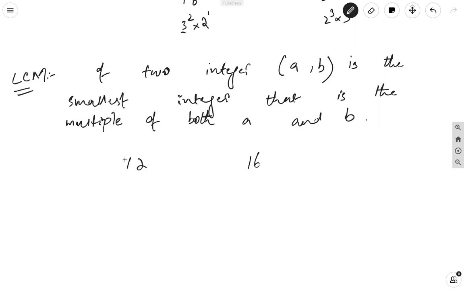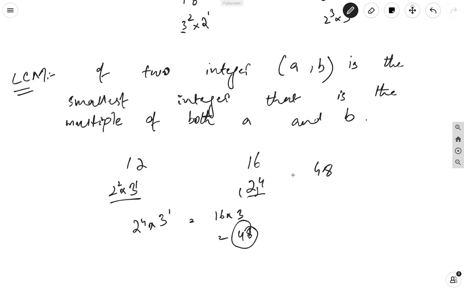If you prime factorize 12, the result is 2 square into 3. And if you prime factorize 16, the result is 2 power 4. Now, can anyone tell what is the LCM of these? 2 power 4 into 3. For LCM, just consider the highest power in these. The highest power is 2 power 4, and there is only one 3. So this is 16 into 3, that is 48.